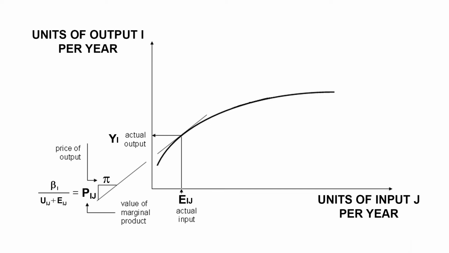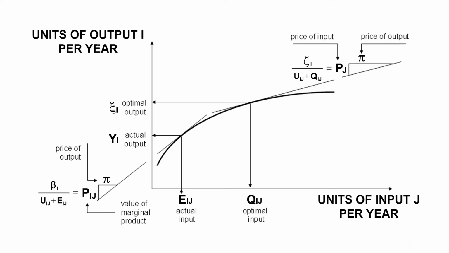Here we see J's marginal product, P sub ij, equated to its derivation in the efficient prices video, which is to say beta sub I over the quantity U sub ij plus E sub ij. Recall also that the prices video had all of J's marginal values among the sectors I, resolved into J's current price, P sub j. With all current prices known, we can readily introduce I's optimal usage rate of J, Q sub ij, into this illustration.